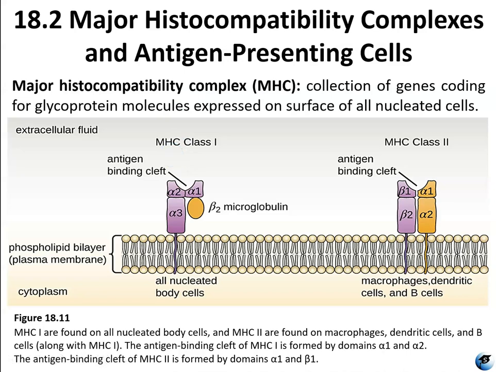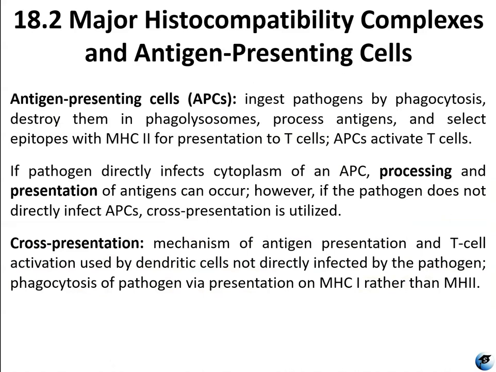The antigen binding cleft of MHC1 is formed by alpha 1 and alpha 2. The antigen binding cleft of MHC2 is formed by alpha 1 and beta 2. So what this figure is trying to show is that there are different classes of major histocompatibility complexes, and what makes them different is that they're in different types of cells, and they have a similar but not quite identical structure. Antigen-presenting cells, which are also known as APCs, ingest pathogens by phagocytosis.